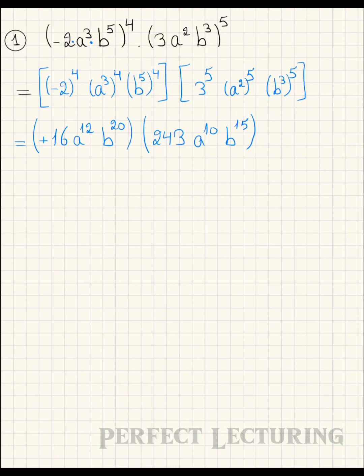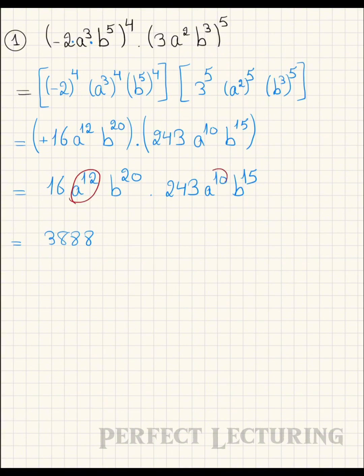Now, after we have performed each parentheses individually, I can simply remove the parentheses, because we have a multiplication in the middle. So it is 16, a to the 12, b to the 20, times 243, a to the power of 10, and b to the power of 15. Now, let's see what we can do here. First of all, I can multiply the 16 by the 243, which gives us 3,888.